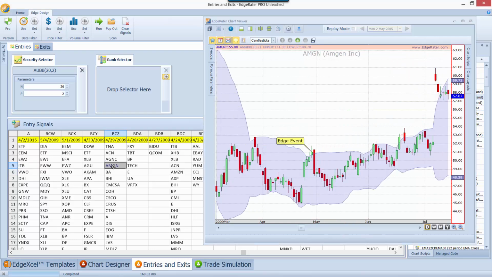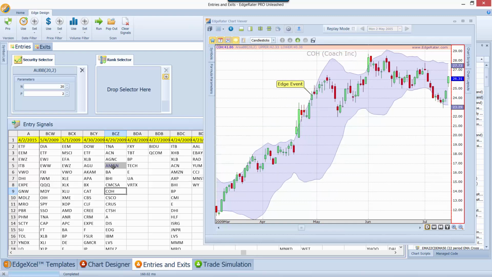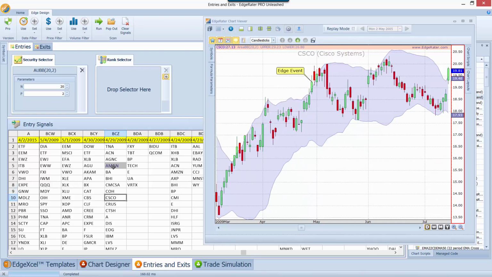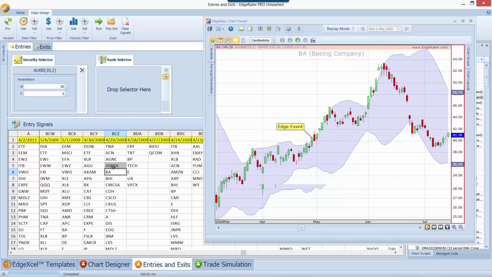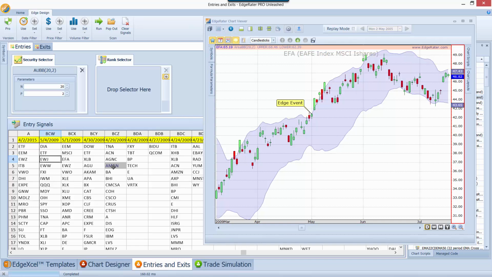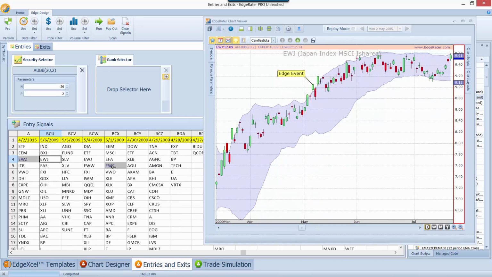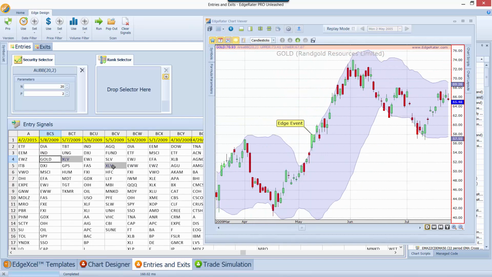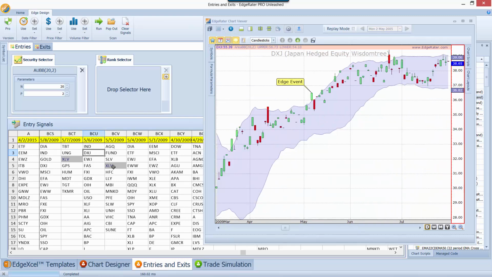All right. And as we go through this list, once you've set a date filter and put indicators or scans into the security selector, it's always good to take a look at some of the signals just to make sure it's picking out what you expect it to be picking out. That way you know you've got your script written properly and you know it's doing the right thing.